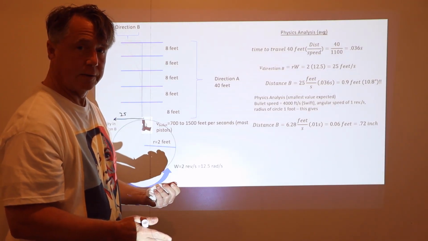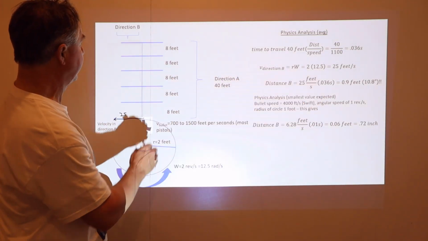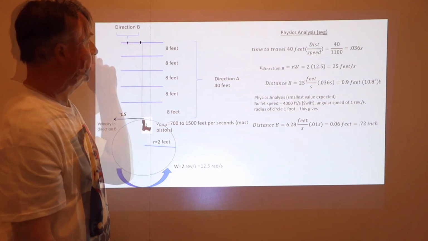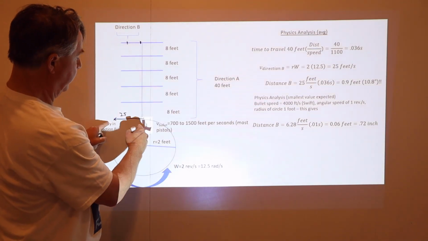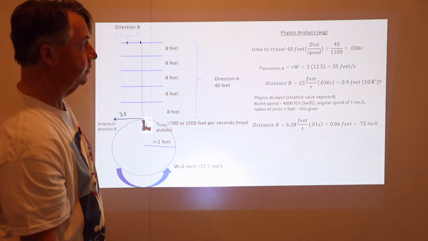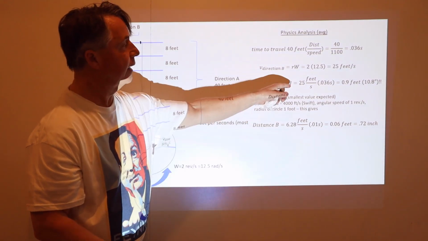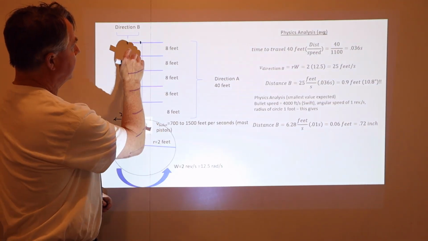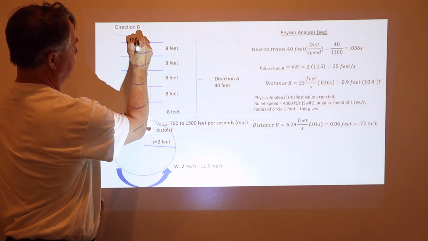So the next question to ask is, given that velocity and given the travel time of 0.036 seconds, how far should it land relative to dead center? To measure this distance, I simply multiply the speed that the bullet is moving in this direction times the time it takes to get from here to here, which is 0.036 seconds. Multiplying 25 times 0.036, I got 0.95 feet. That's 10.8 inches. So that's quite a lot of displacement in this direction. Let's go ahead and put 10.8 inches.